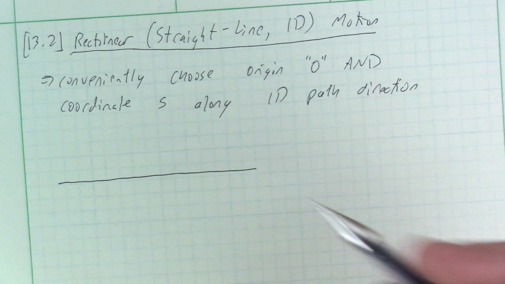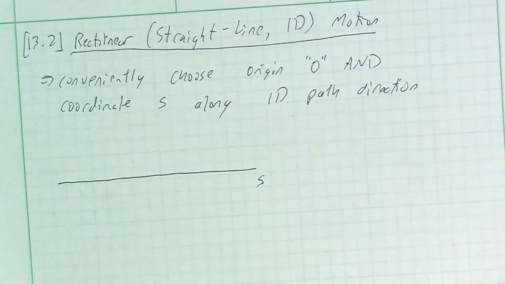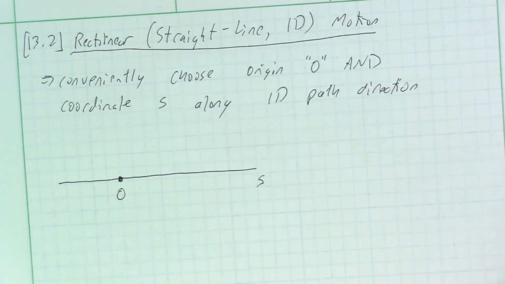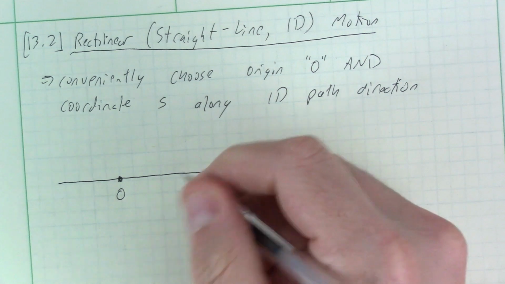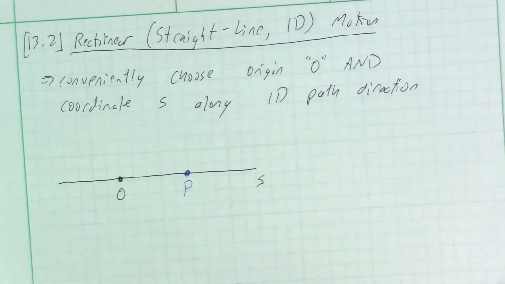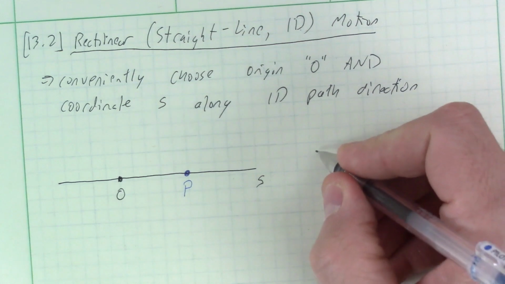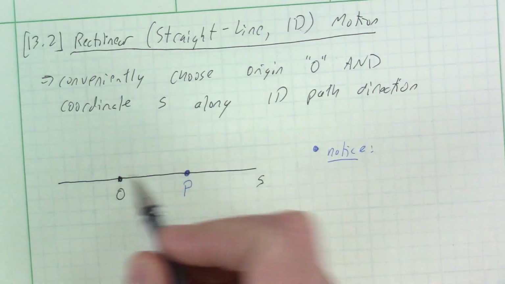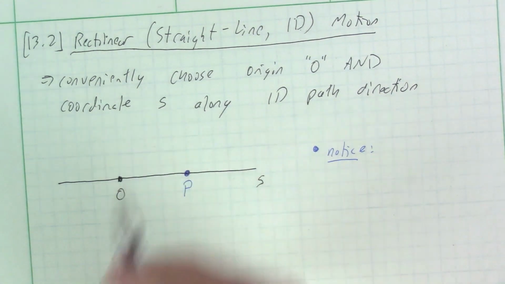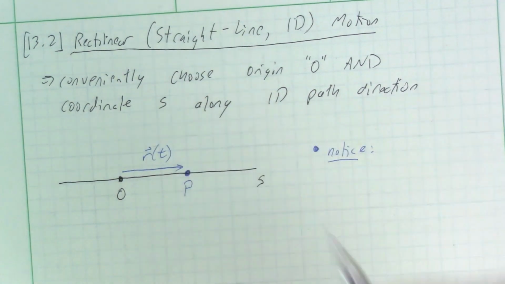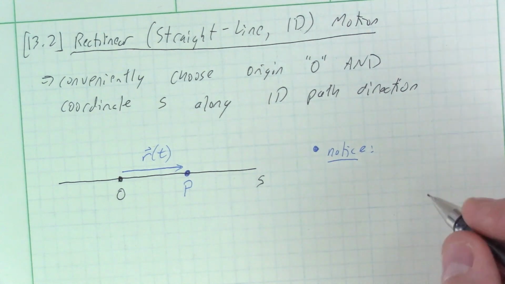All right, so based on that, we'll just conveniently choose that direction to be the s coordinate. The origin is just somewhere on it. Maybe there's a reason why we choose that. And let's say at a particular instant in time, the particle of interest is sitting there. Okay, so let's notice one thing here. First of all, our position vector is defined to be from the origin to our particle P.